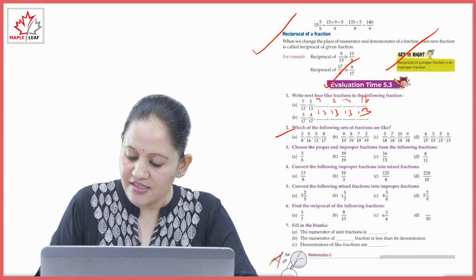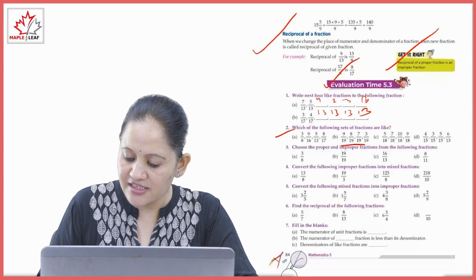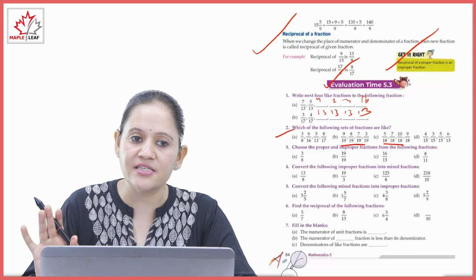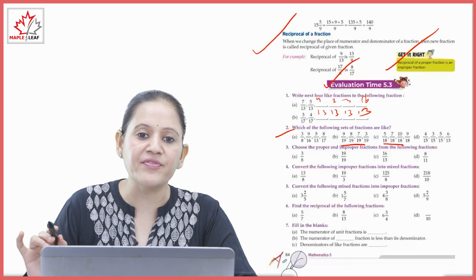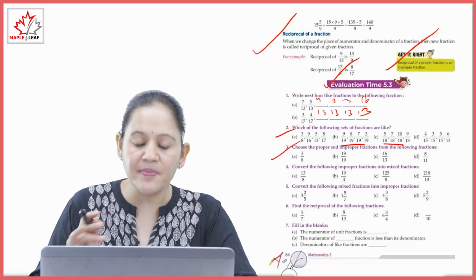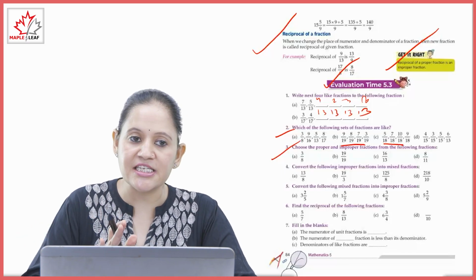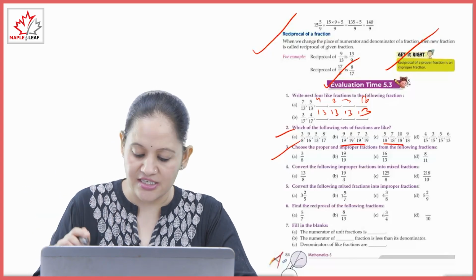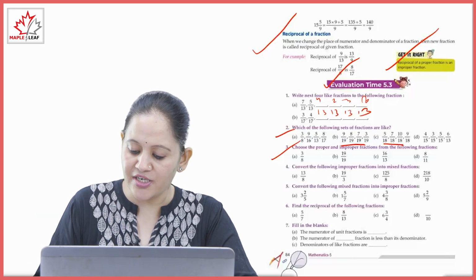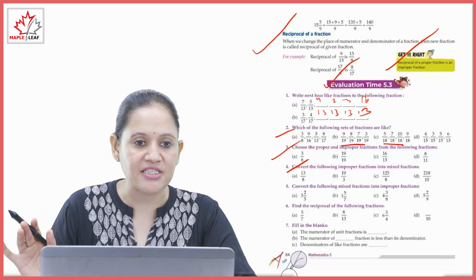Next, which of the following sets of fractions are like? These are like fractions, the denominators are the same. Choose the proper and improper fraction for the following fraction. 3/8. Here the numerator is less than the denominator, so it is a proper fraction. Clear?